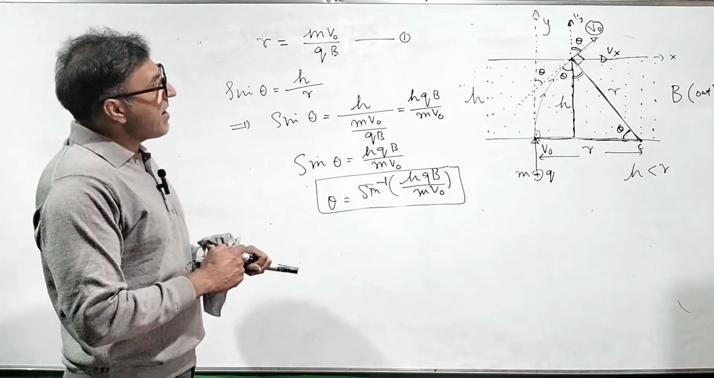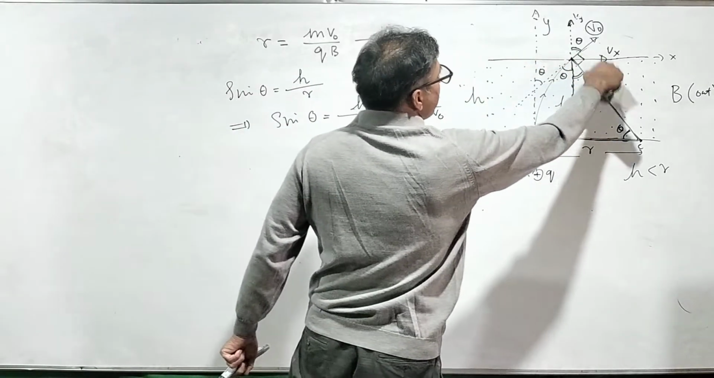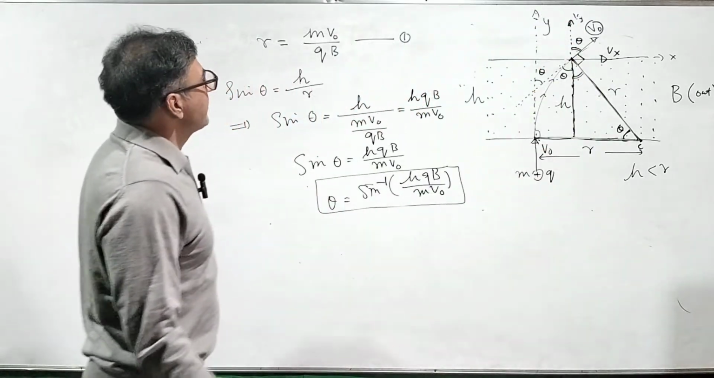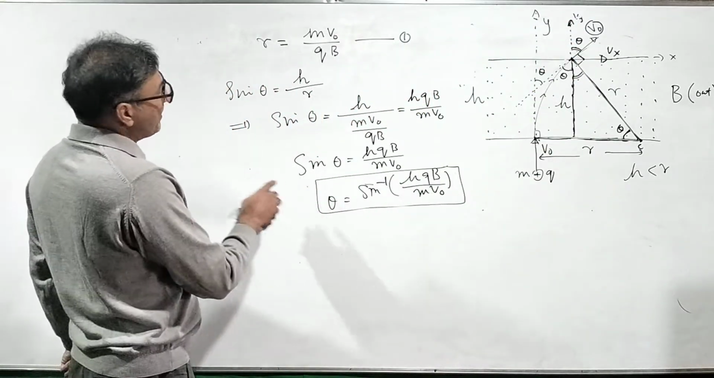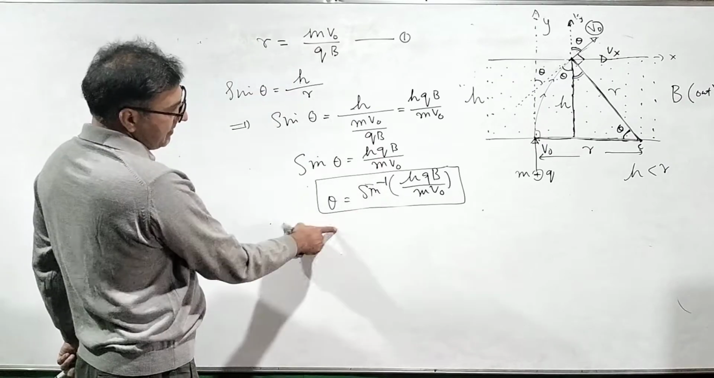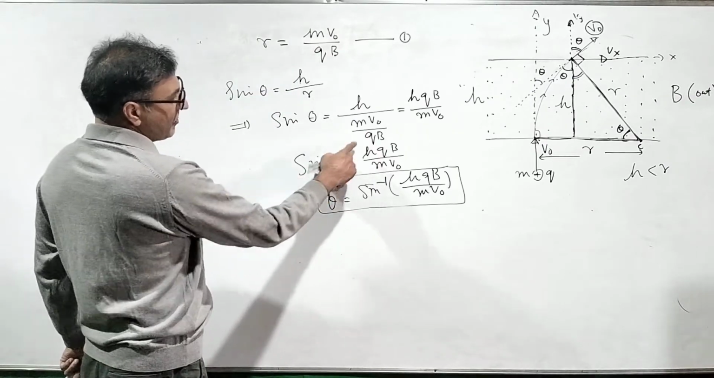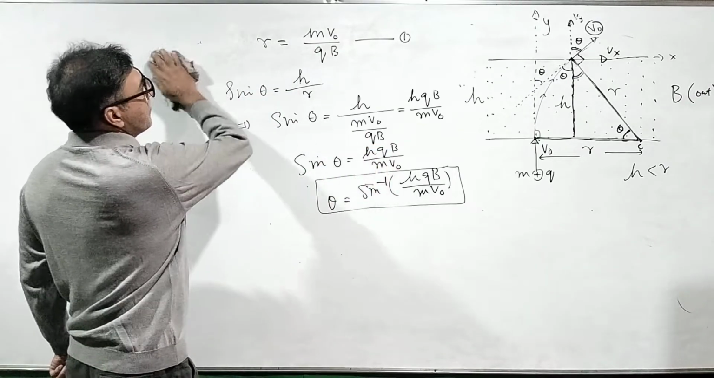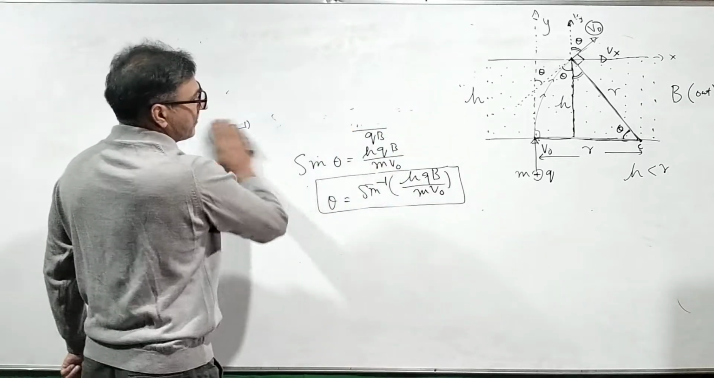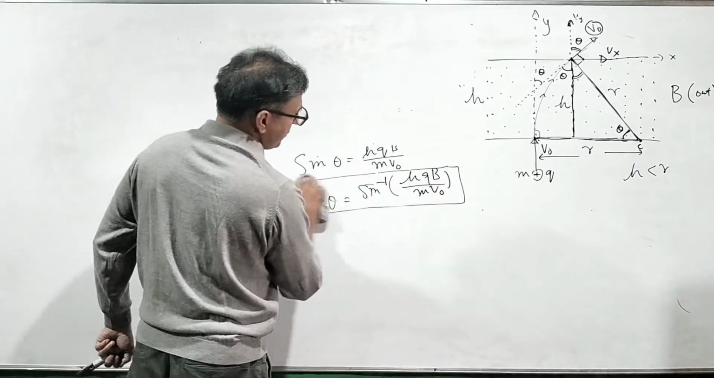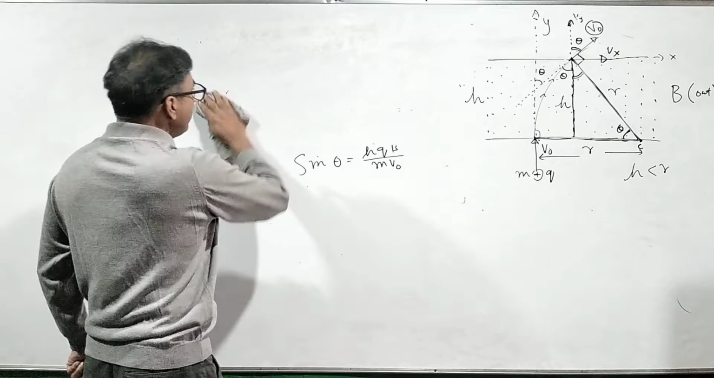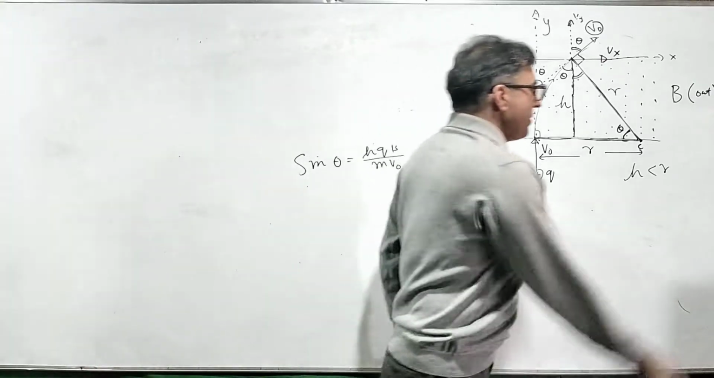So what I need to find now are Vx and Vy, these two components. So let me go to these components, but I should remember this at least: sine theta is equal to h qB by mv0. Let me keep it here so that if the need arises, I may be able to use it.